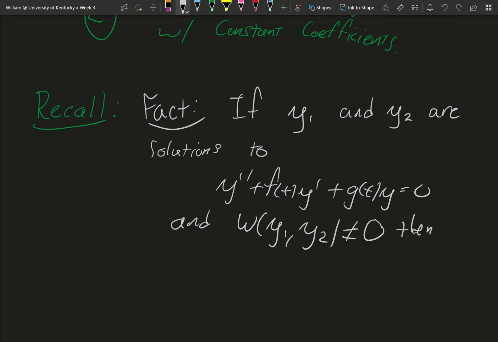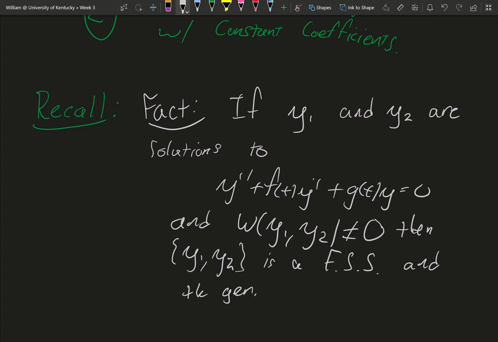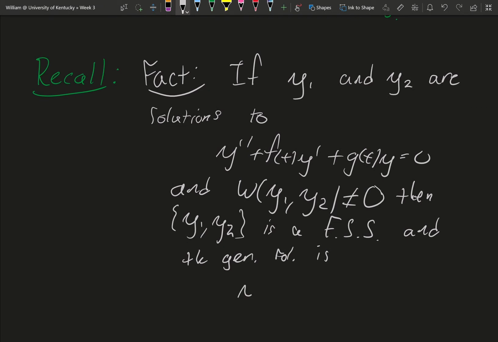Then we say that y1 and y2 is a fundamental set of solutions to the equation, and the general solution is y equals c1 times y1 plus c2 times y2.